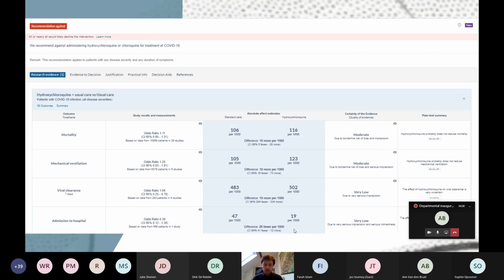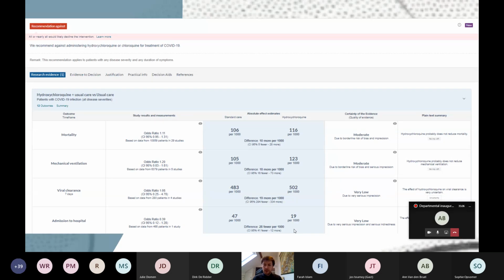For instance, we talk about mortality, the need for mechanical ventilation, viral clearance in 7 days, admissions to hospital. But there were also a series of what we call negative outcomes, undesirable outcomes, outcomes that are related to this intervention, to this drug treatment, which would potentially harm patients. And this is important because we need to know what the potential benefits are of a treatment, but we also need to know what the potential threats and undesirable effects of our treatment are. And you need to be able to put this in a scale.